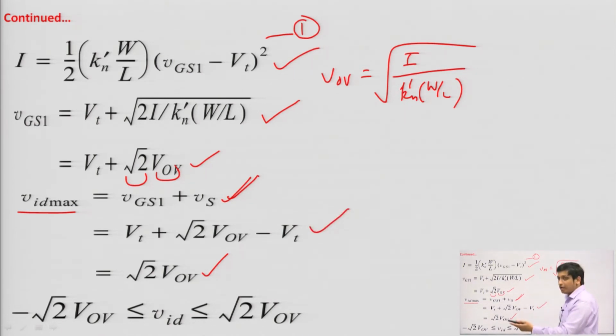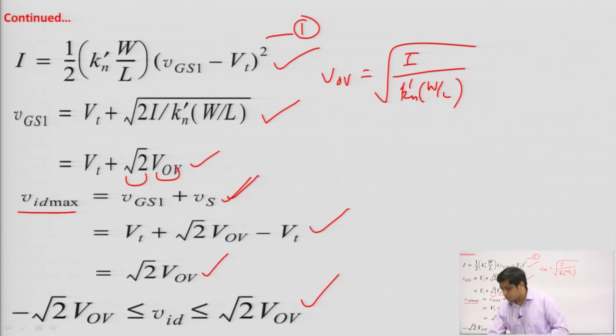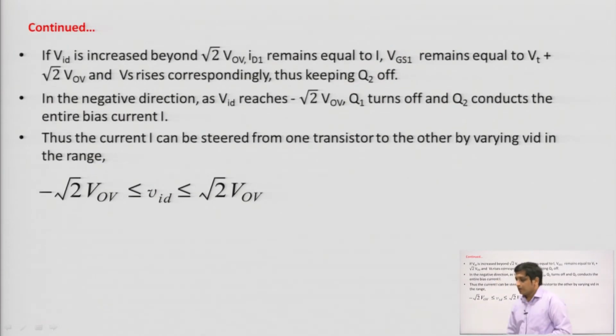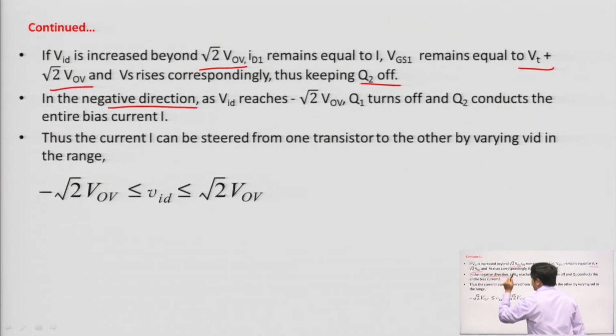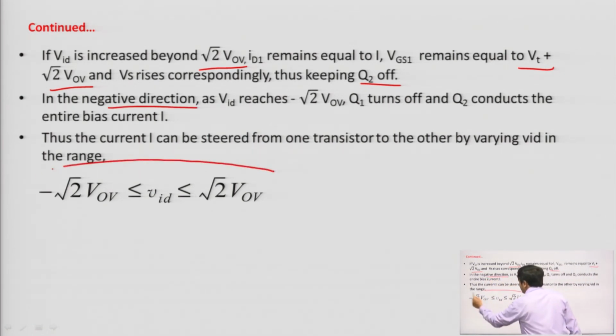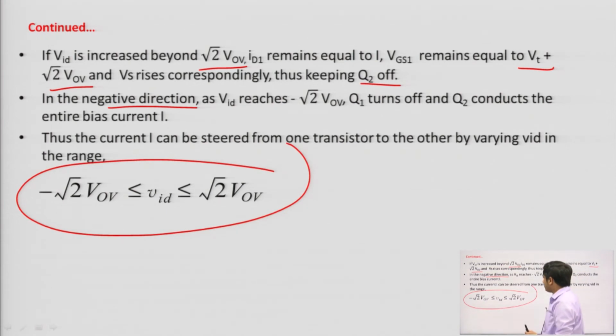Similarly, what will be the VID min? It will be minus under root 2 VOV. So, what does this range signify? This signifies that in this range of VID, the current is steered from the Q1 transistor to the Q2 transistor. So, the point is that if VID is increased beyond under root 2 VOV, then ID1 remains equal to I, VGS1 remains equal to Vt plus under root 2 VOV, that we have seen from the expression. Then in that case Q2 will be off and the complete current will be steered through the Q1 transistor. Similarly, for the negative direction side. So, the range of VID is minus under root 2 VOV to plus under root 2 VOV.